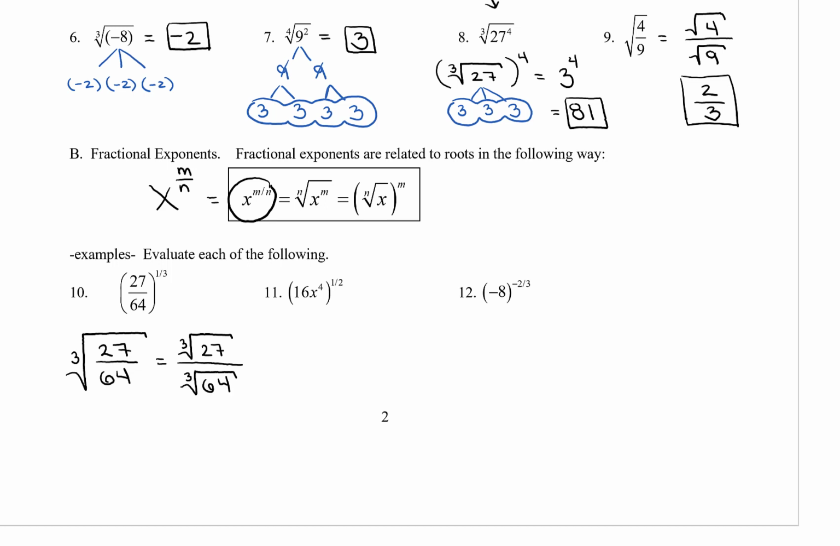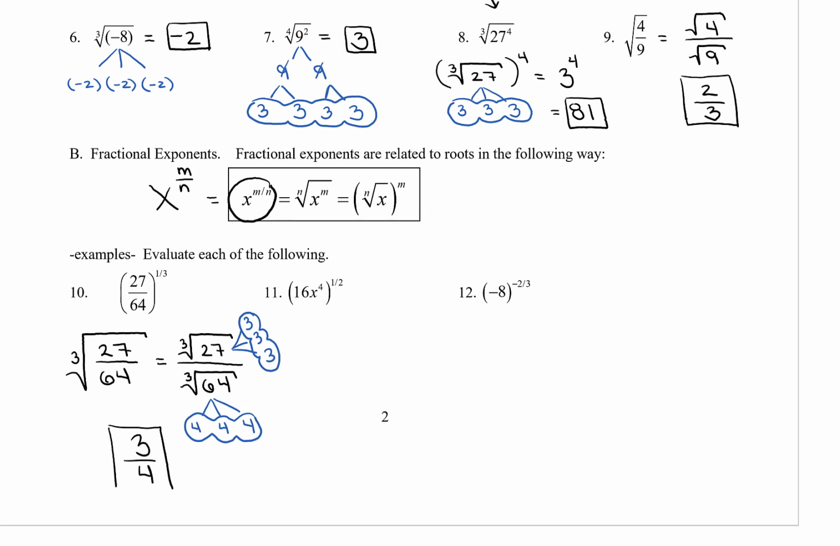Now I'm going to factor this out by using a factor tree. 64 is 4 times 4 times 4. So I drew a cloud around those 3 factors of 4, and I'm going to factor that out and then take the cube root. And now 27 is 3 times 3 times 3. So I drew a cloud around the 3 factors of 3. So if I take the cube root of 27, that's just going to be equal to 3. So the answer here is going to be 3/4. Let's draw a cloud around that. Let's draw a box around that.